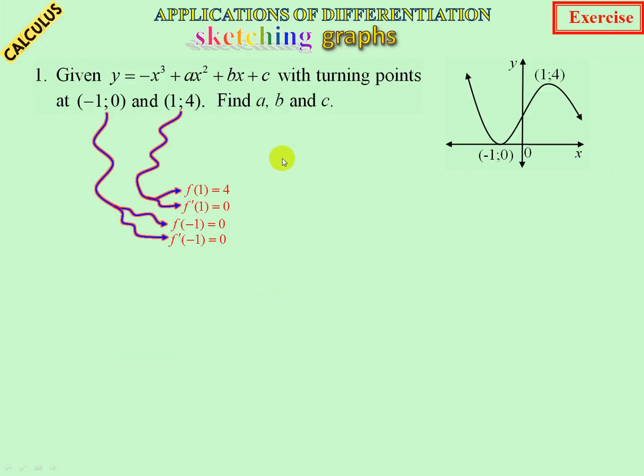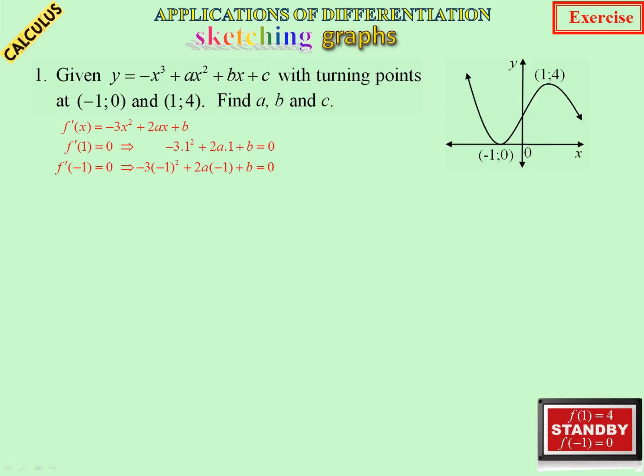This first one, we're given 4 facts. f of 1 is 4 because that lies on the curve. f prime of 1 equals 0 because it's a turning point there. f of -1 equals 0 because that lies on the curve, and f prime -1 equals 0 because if I substitute -1 into the derivative, I'll get 0 for a turning point. There's my derivative. I'm starting with the derivative to get rid of the c for now. And that gives me 2 equations.